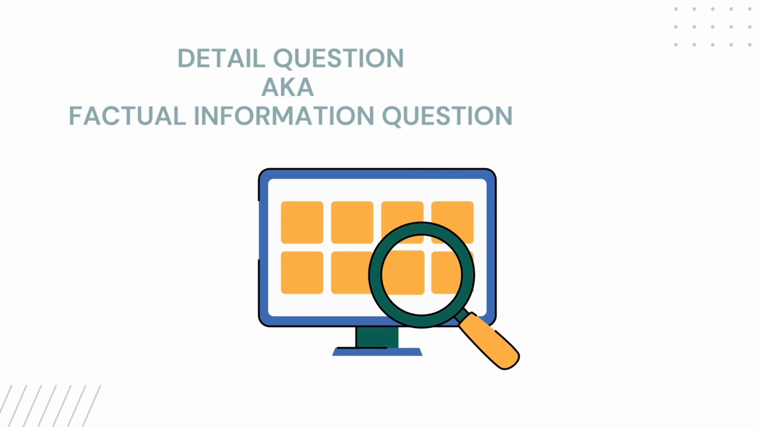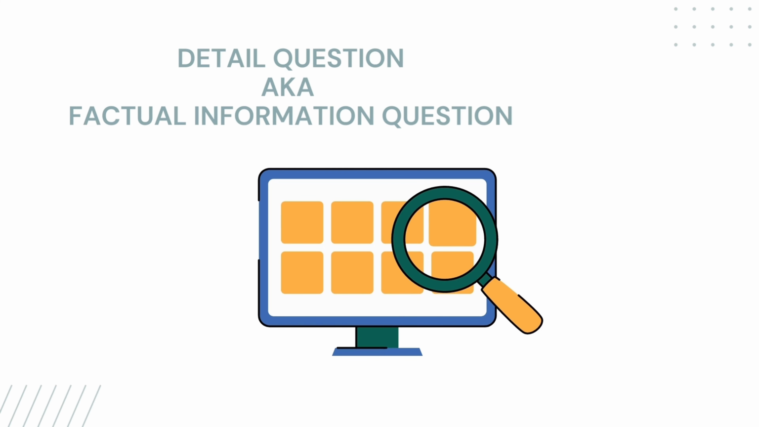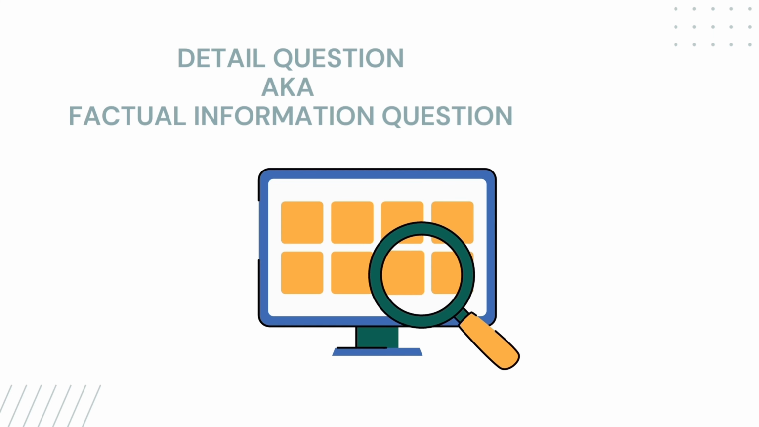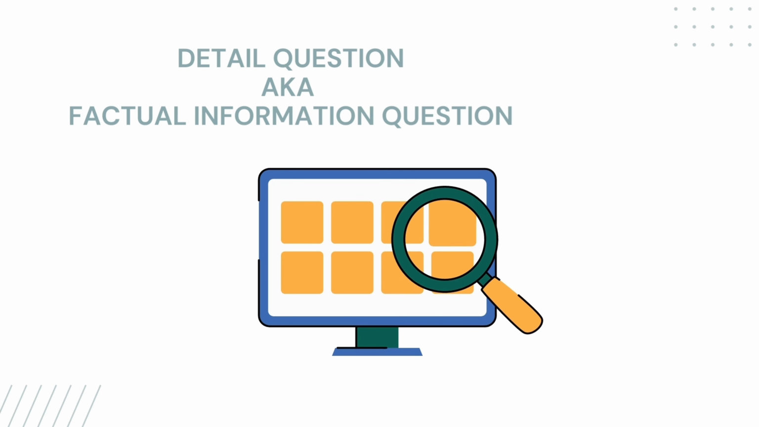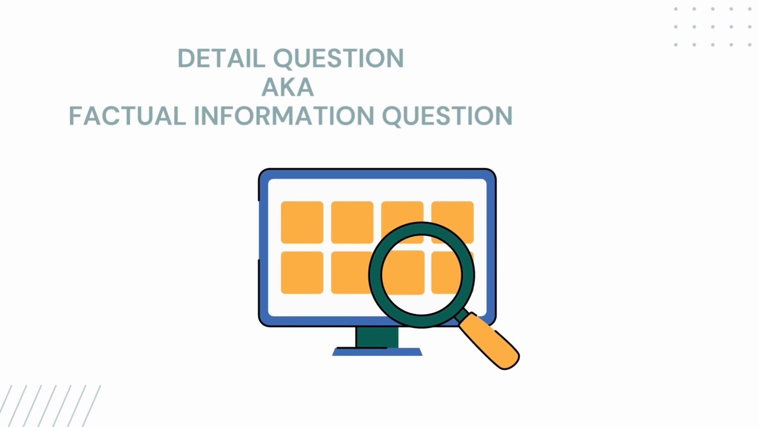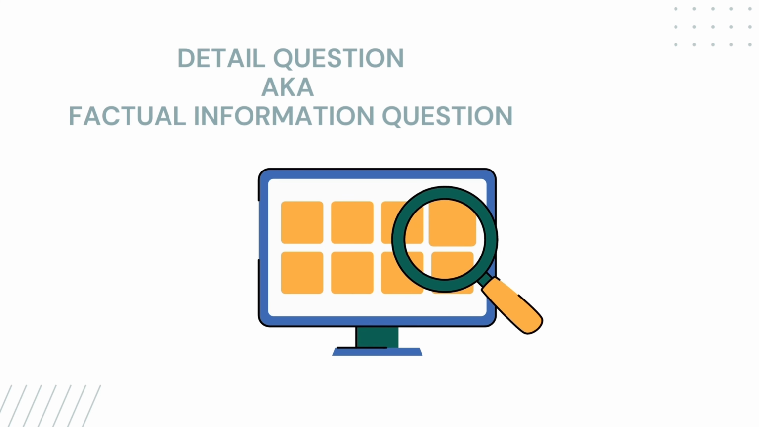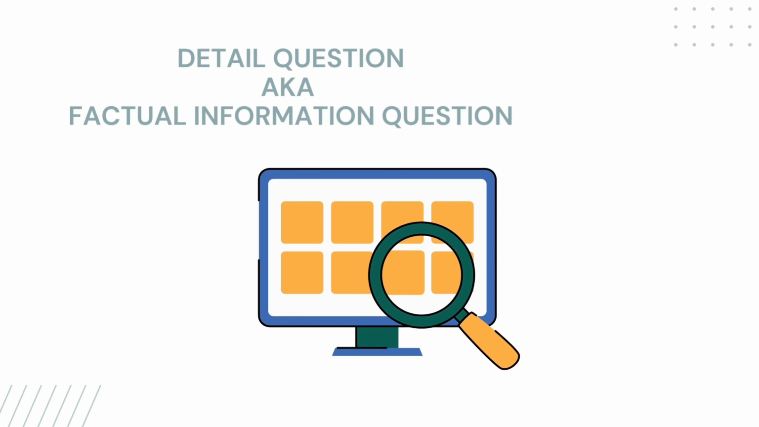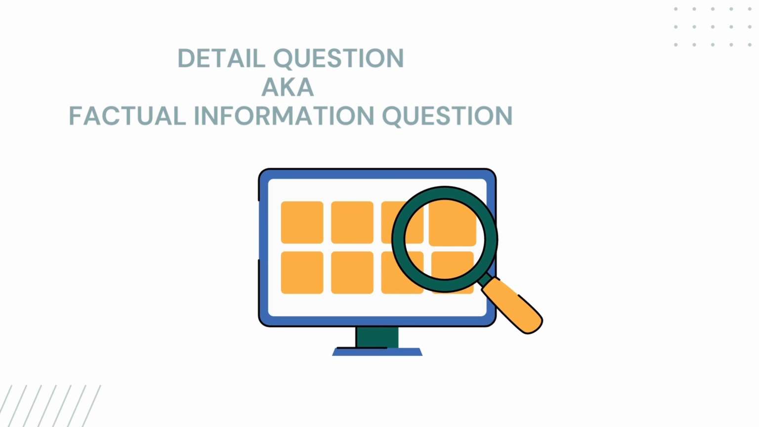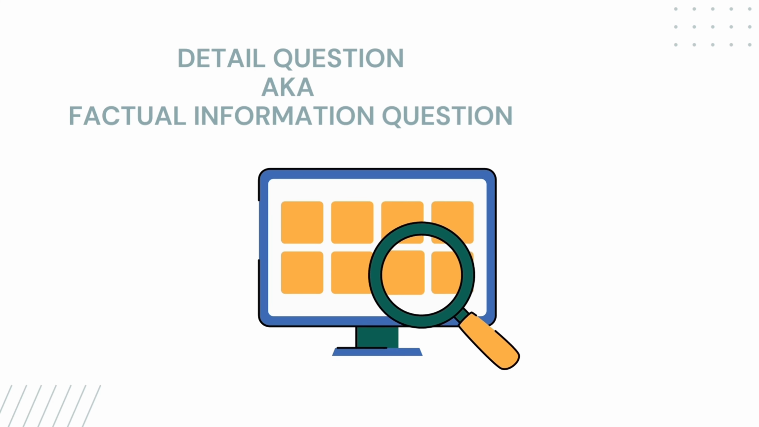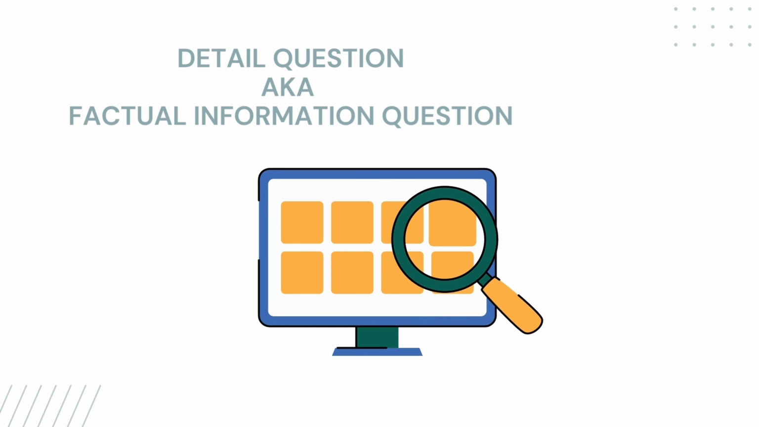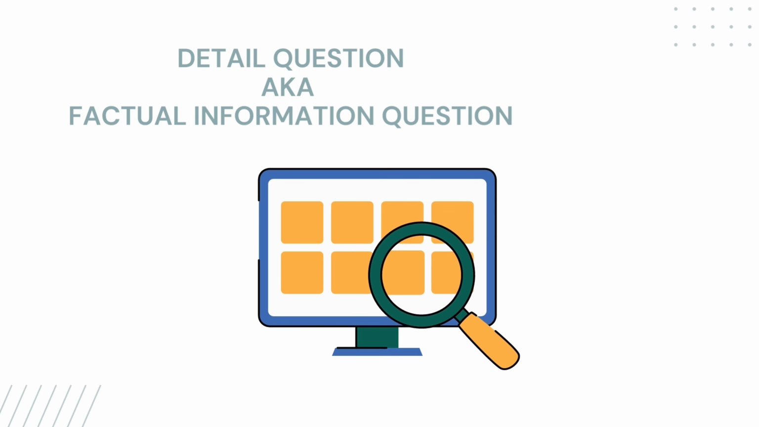They are called detail questions and factual information questions because you are looking for details, you are looking for facts. It's really important to remember that they're not asking you for what you already know. If it's a passage about history, they're not asking what you already know about history. They want you to look for the correct answer in the passage.